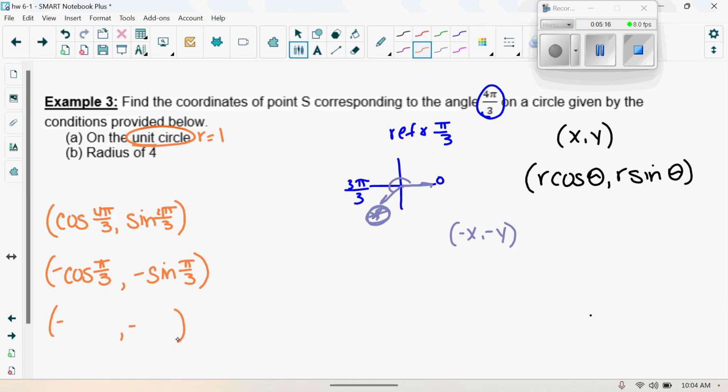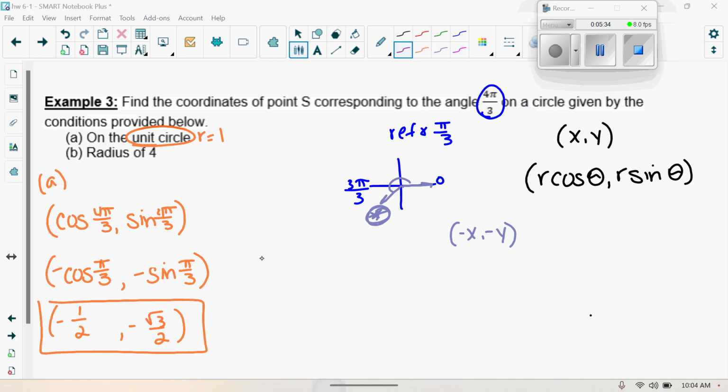So that means I need to determine, this is part A, my exact values for sine and cosine of pi over 3. Cosine is 1/2, and sine is radical 3 over 2.